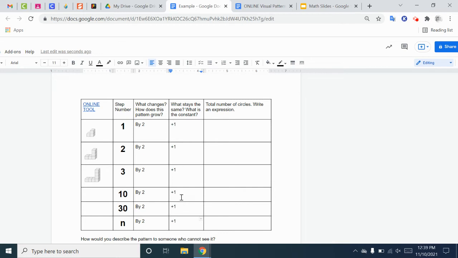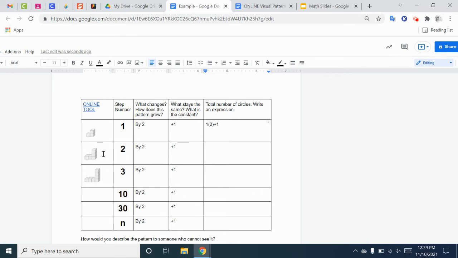So now I have 2 full columns filled in. Now these are empty, but I don't have to fill them in because I don't have pictures of the 10th step and I don't have pictures of the 30th step or the nth step. So I can leave those blank, but now I have to fill in the expression over here. So for the first one, I'm going to do 1, and by 2 means that I'm multiplying times 2. So I have 1, because the step number is 1, times 2, because I have 1 on top and 1 on the bottom. So I have 1 in 2 different places. So 1 times 2, and then plus 1 for my constant, for the 1 that's in the corner.